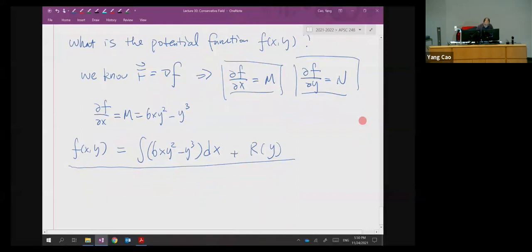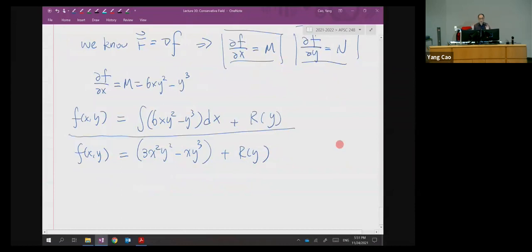Let me finish the example, it's a little bit of a cliffhanger here. Now you calculate this integral. You integrate with respect to x, considering y as a constant. So what do you get? You get 3x squared y squared minus x y cubed, plus a function of y. When you integrate this, always remember you're considering y as a constant. If that bothers you, you can temporarily replace the y with some constant, and remember to replace it back with a y.